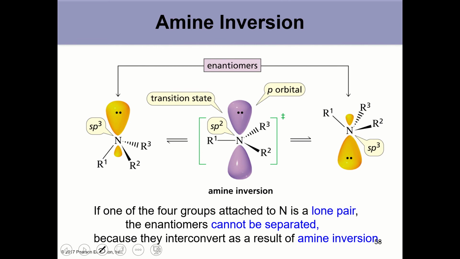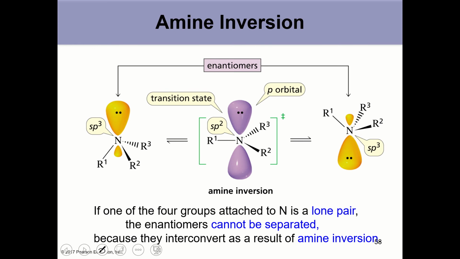Amine inversion. We mentioned this at the beginning of the chapter as a configurational difference that did not result in a permanent difference. These molecules cannot be separated chemically. It's similar to, just as we cannot separate molecules that differ in their conformation because of rotation of a single bond, we cannot separate amines that have inverted.